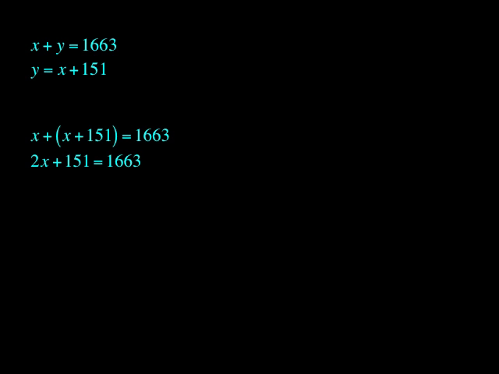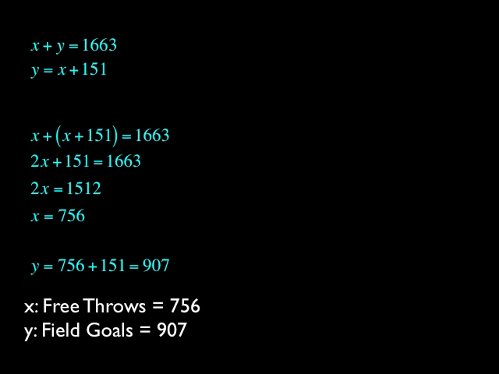Now, if I want to solve for x, subtract 151 from both sides. Very good. Now I have 2x equals 1512. Divide both sides by 2. Excellent. So we have x equals 756. I have x. I need to find y. Is there a convenient place to solve for y? Well, I already have y solved for, so that's the best place to plug it in. I know y is equal to x plus 151. So y is equal to 756 plus 151, which is 907. So that tells me that my number of free throws is 756. My number of field goals is 907.